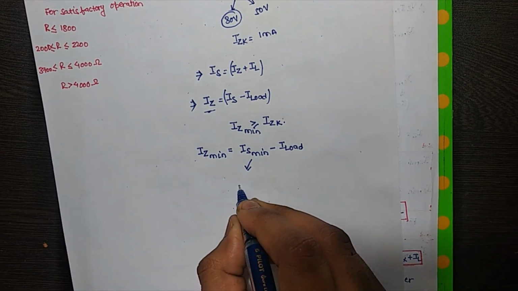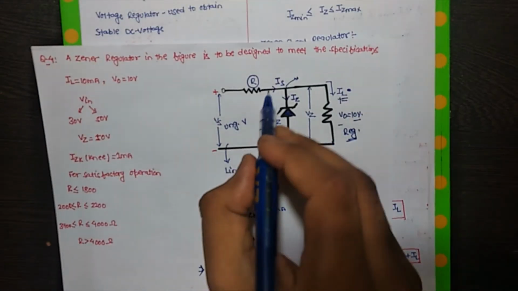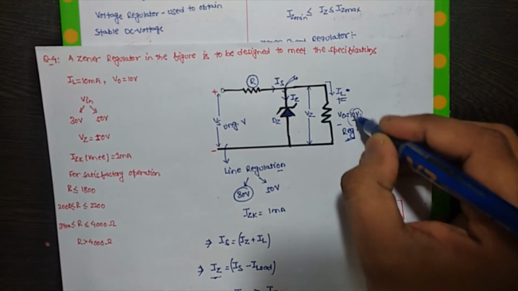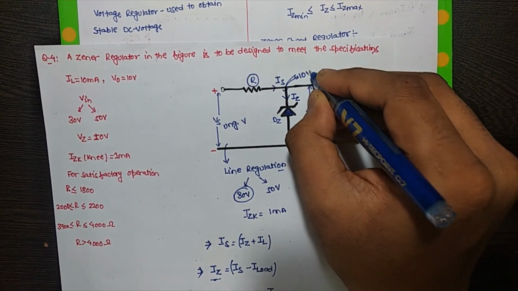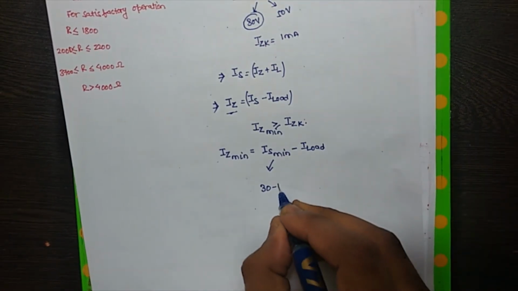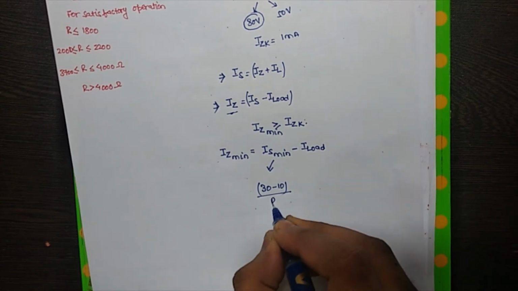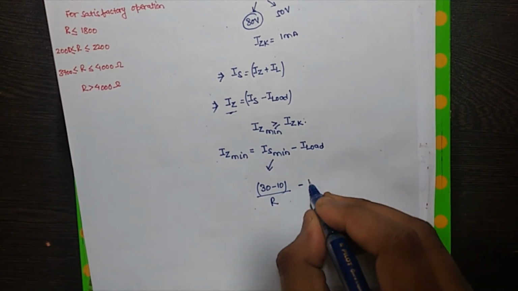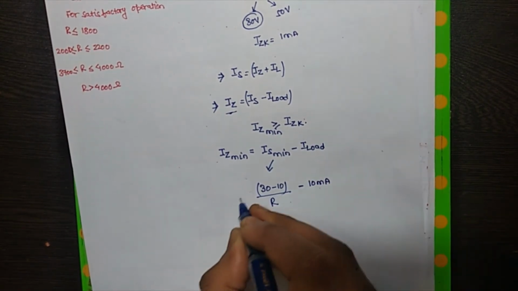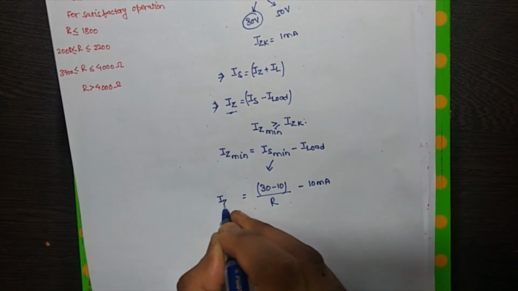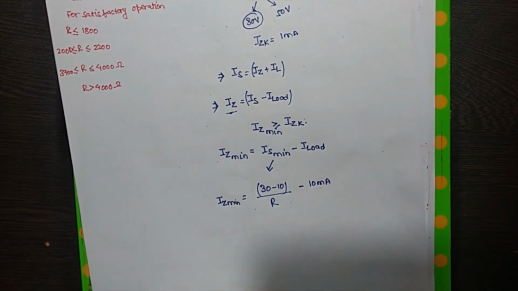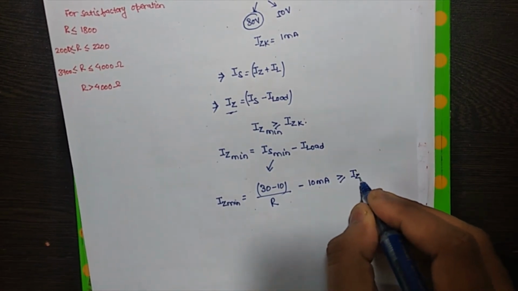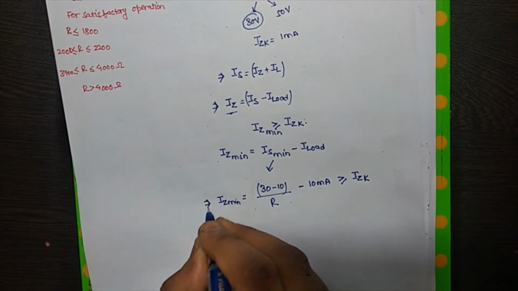So what will IS min be? It will be equal to 30 minus the voltage drop at this node, which is 10 volt, already given, that is the Zener voltage drop, divided by R, minus the load current, which is already given as 10 milliampere. This gives IZ min, and IZ min should be greater than or equal to IZ knee for the satisfactory operation of this Zener diode.